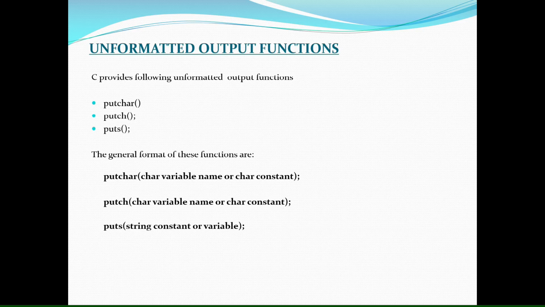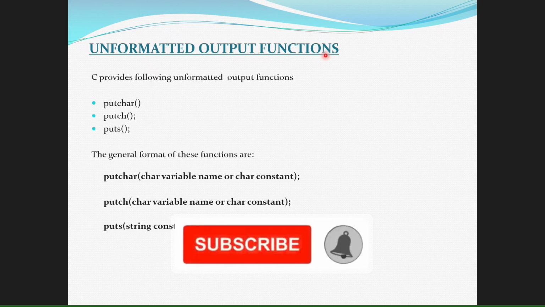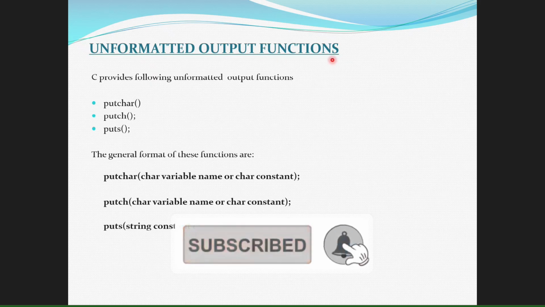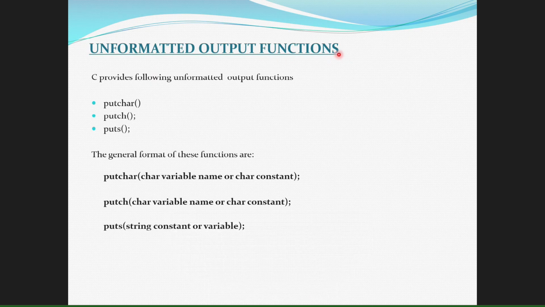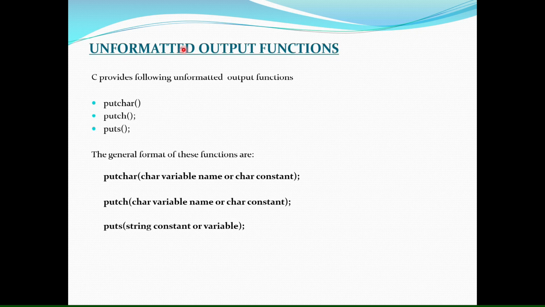In the last lesson we studied the unformatted input functions, and now in this lesson we are going to learn about the unformatted output functions. All these unformatted output functions work on the character data type. यानी जितने भी आउटपुट फंक्शंस हैं, अनफॉर्मेटेड आउटपुट फंक्शंस हैं, वो सिर्फ कैरेक्टर डेटा टाइप पे काम करते हैं. That means only a character can be displayed using these unformatted output functions.